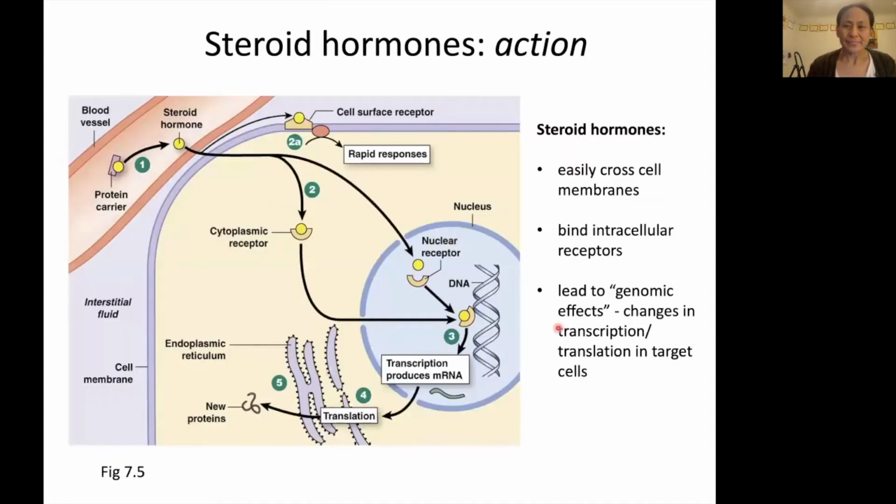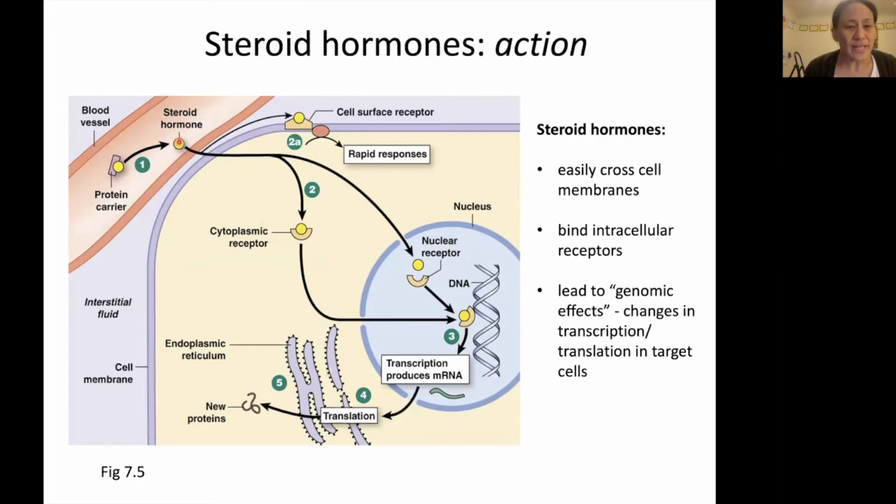Now let's take a look at the action of steroid hormones. Remembering again that they're hydrophobic, they're going to easily cross cell membranes. So in general, they're not going to bind receptors that are on the membrane of the target cell. This does show a little bit of that, but don't worry too much about that. I want you to focus on this. This is kind of more common.